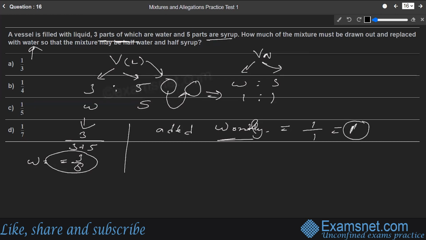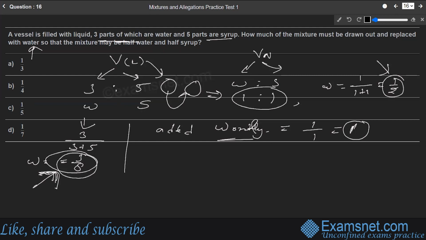So there is 1 part of water to be added to the 3 by 8 part of water in the original quantity. And how much water should the final mixture have? In the final mixture, water is to syrup is 1 is to 1. So the water part should be 1 divided by 1 plus 1, that is nothing but 1 by 2. Let us revise this once again. In the original mixture, the water part was 3 by 8. In the water that we are mixing, the water part is 1 only. And the resultant water part of the mixture should be 1 by 2. So these are the 3 values that we have to take care of.